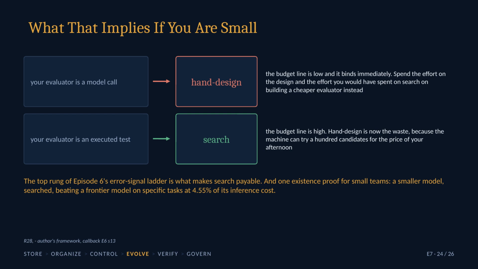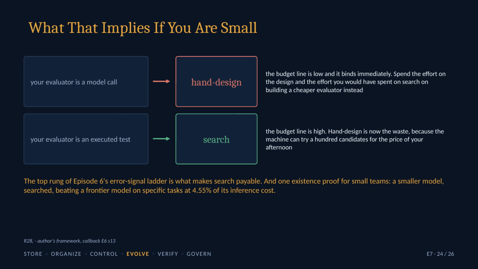And what that implies if you do not have a large budget, which is most people. If your evaluator is a model call, the budget line is low and it binds immediately, so hand design, and spend the effort you would have spent on search on building a cheaper evaluator instead. If your evaluator is an executed test, the budget line is high and hand design is the waste, because the machine can try 100 candidates for the price of your afternoon.